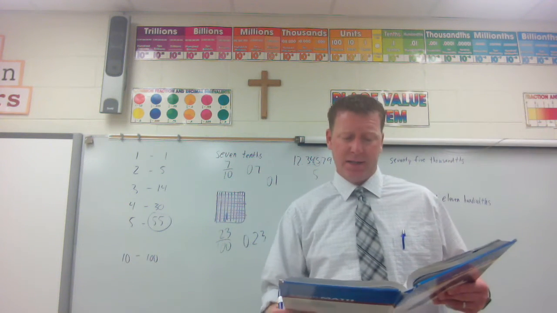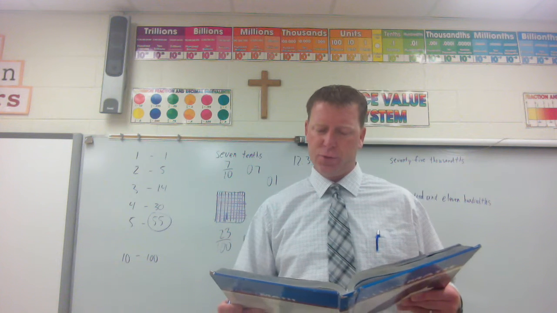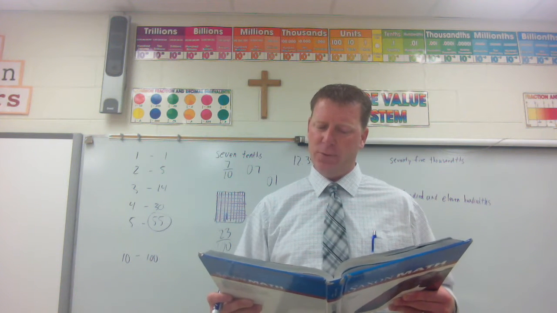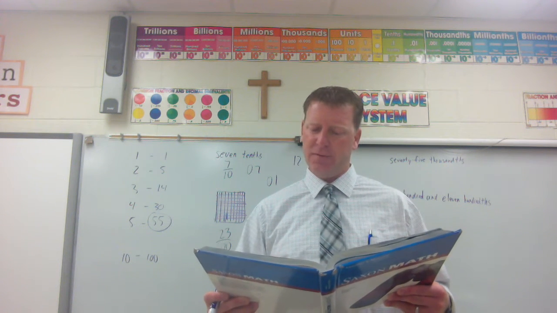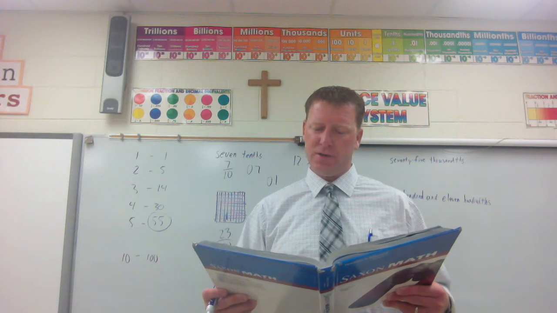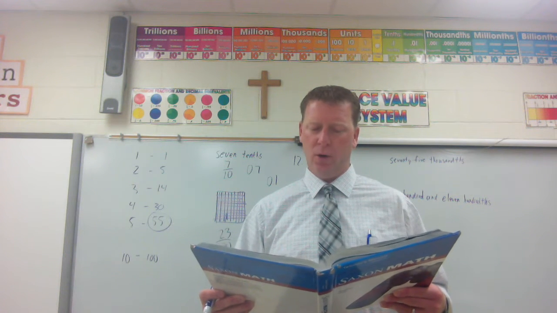Continuing on, it says to read a decimal number, we first read the whole number part, and then we read the fraction part. To read a fraction part of a decimal number, we read the digits to the right of the decimal point as though we were reading a whole number.